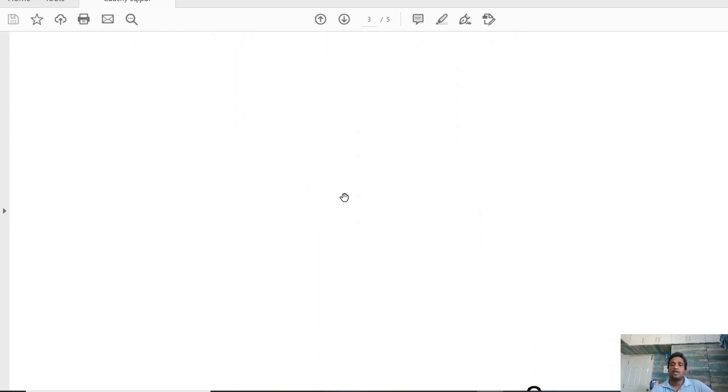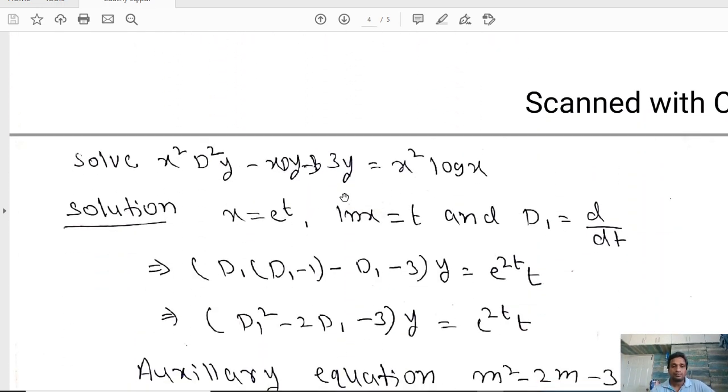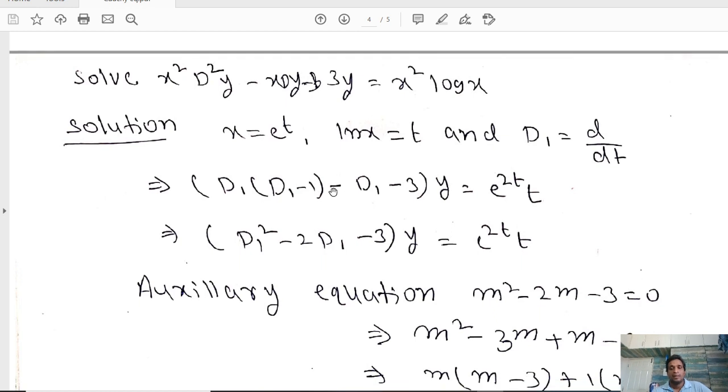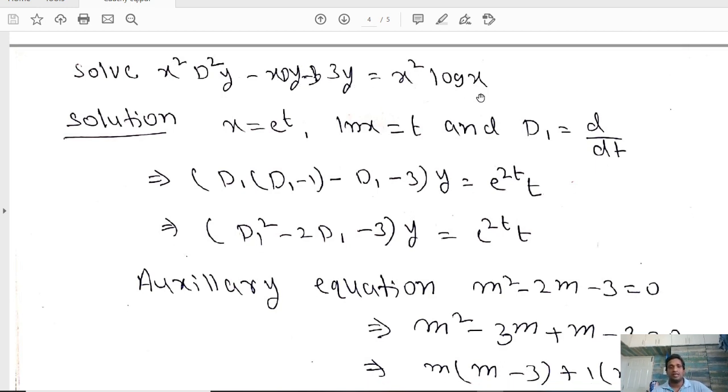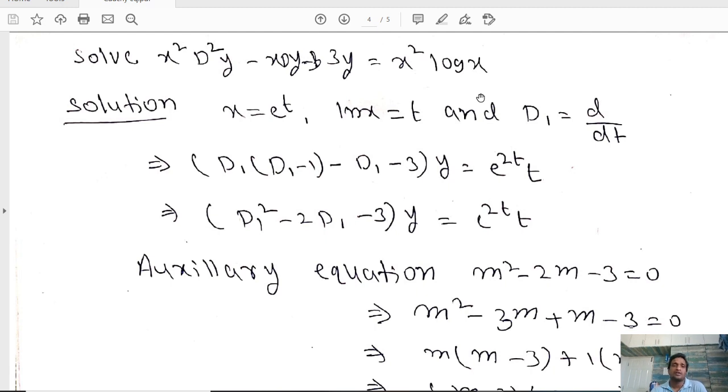And one more problem we are going to discuss now. That is x square d square y minus x dy minus 3y is equal to x square log x or ln x. Easily we can confirm that this is a Cauchy-Euler equation. Why? Because x square d square, xd. Okay, so what is the procedure?